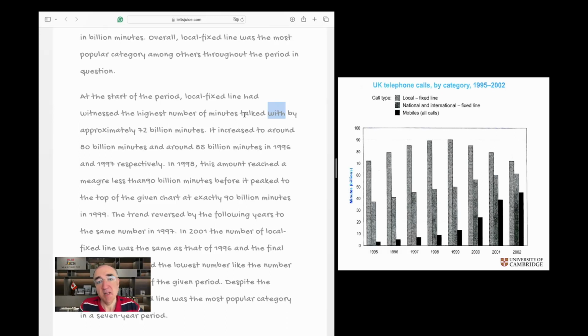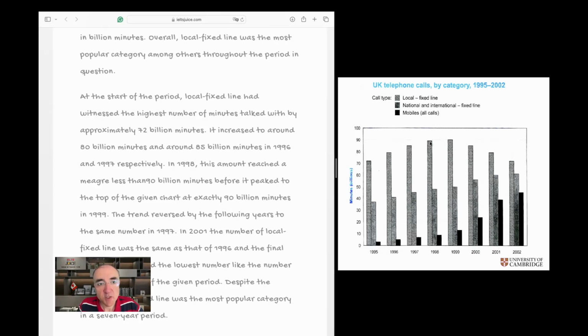Again, sometimes it might be correct. I'm not blaming this. I would have changed the entire sentence again. By approximately 72 billion minutes. Okay, you don't have to say 72. You could say 70, but there's nothing wrong with this. This is good. It increased to around 80 billion minutes and around 85 billion minutes in 1996 and 1997, respectively. Correct. In 1998, all right, we're going up step by step.